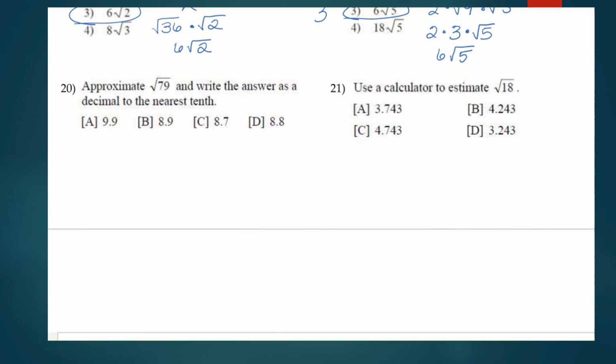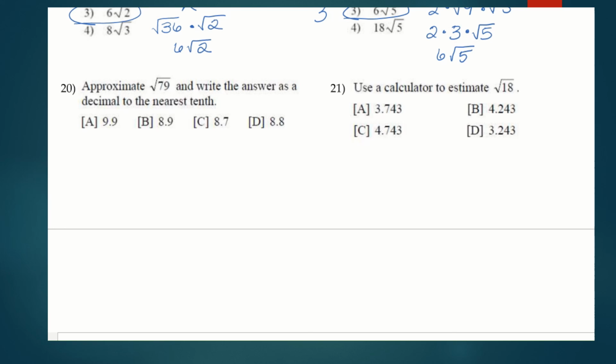All right, approximate the square root of 79 and write the answer as a decimal to the nearest tenth. Okay, so we're going to go to our calculators and we're going to use that square root key. So remember, for the square root key, you hit second and you hit that little caret up arrow thing that's located underneath the pi key on the left side. So it's in between pi and the x squared.